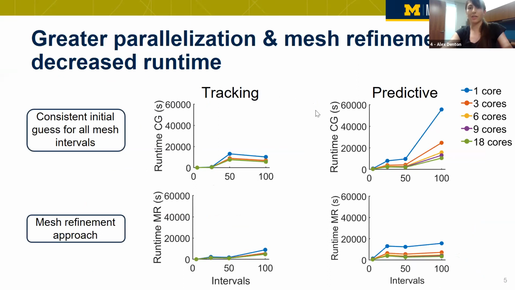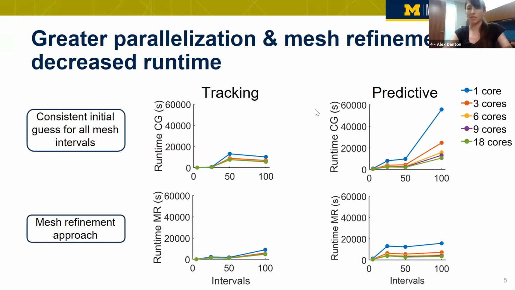Here the tracking and predictive simulations are displayed in the columns, and the initial guess strategy corresponds to the rows. All x-axes display intervals and y-axes display runtime. Here, a lower runtime is better. Greater parallelization, increased mesh intervals, and the mesh refinement strategy also decreased runtime.